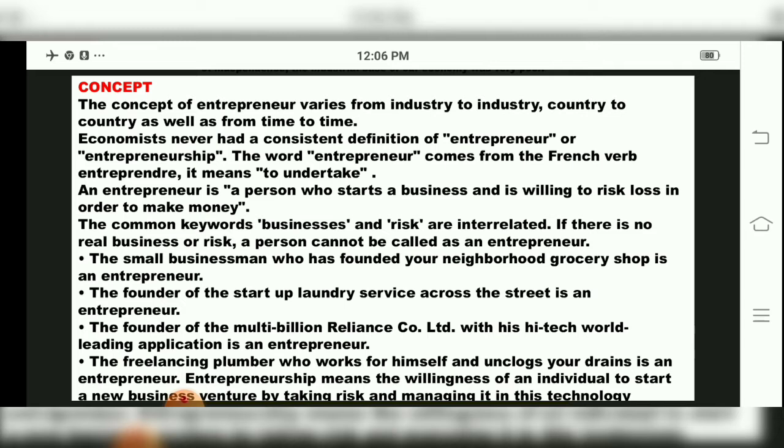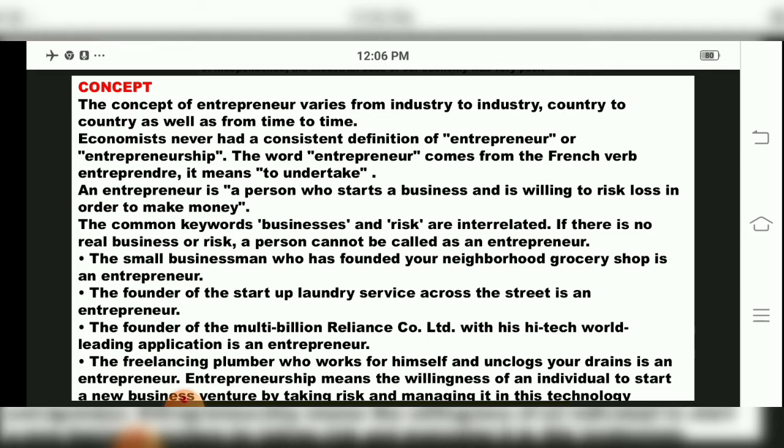It means to undertake. I am repeating again, the word entrepreneur comes from the French verb entreprendre, which means to undertake. So an entrepreneur is a person who starts a business and is willing to take risk in order to make money. So the common keywords business and risk are interrelated with each other, children. In business, if there is no risk, there is no real business. A person cannot be called an entrepreneur if he doesn't take any risk in business.